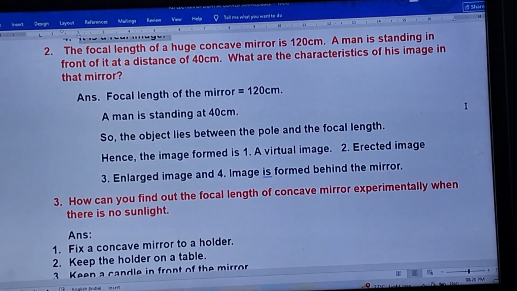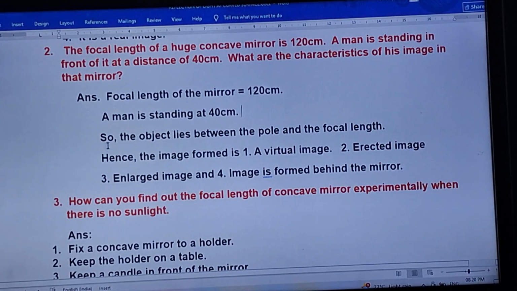You see, the focal length of the mirror is 120 centimeters. A man is standing at 40 centimeters. So the object lies between pole and focal length. Hence, the image formed is a virtual, erect, enlarged image, and the image is formed behind the mirror. These are the characteristics. Children, please note it down.